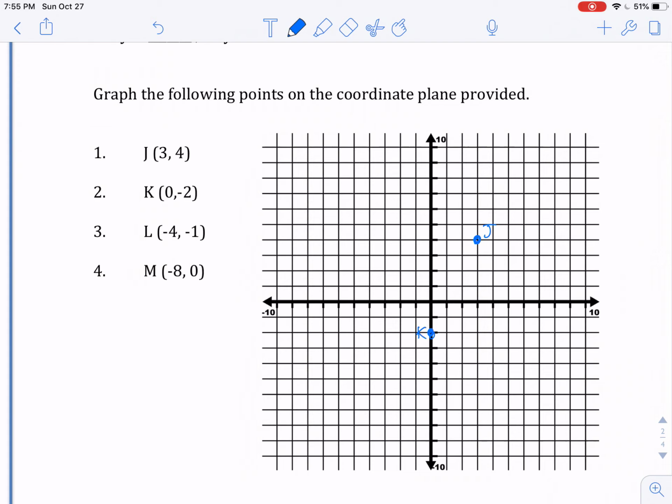What about L? We have negative 4, negative 1. So what's negative 4 telling us to go? Left or right? Yep, left 4. What's negative 1 telling us to do? Yep, go down 1. So we got L right here.